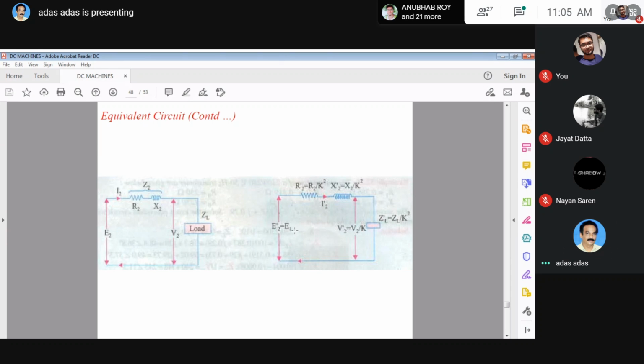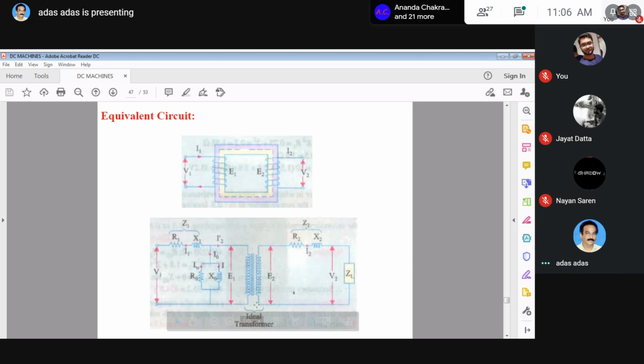Just see that E2 dash equals E1. Since E2 dash equals E1, we can connect the primary side with the secondary side. If you transfer this whole circuit to the primary side, E2 becomes E2 dash, which is equal to E1. Since here is E1 and here is also E1, we can connect the two terminals.